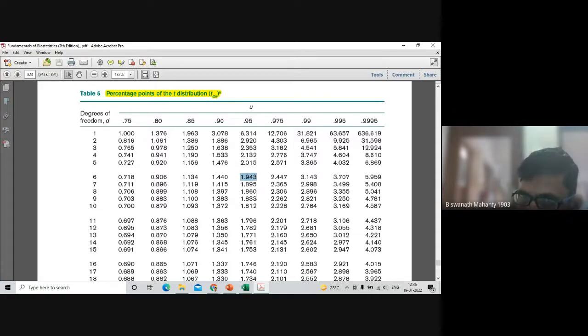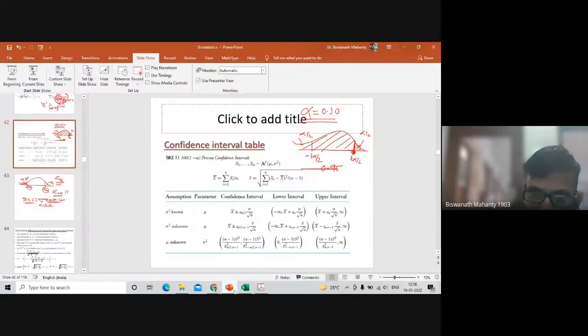Are you getting my point? So I'm looking for 95% area of my left side and my degree of freedom is 6. So my value is 1.943. Am I clear? 1.943. So this value I'll remember.